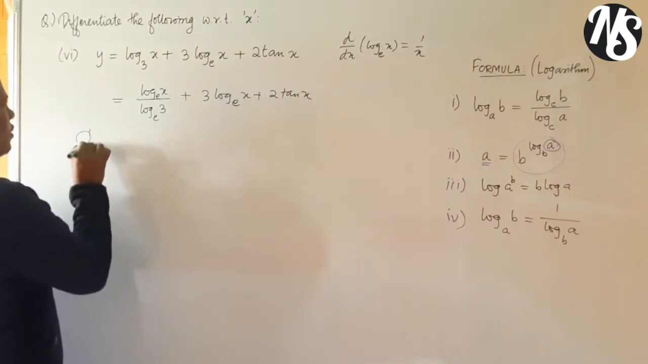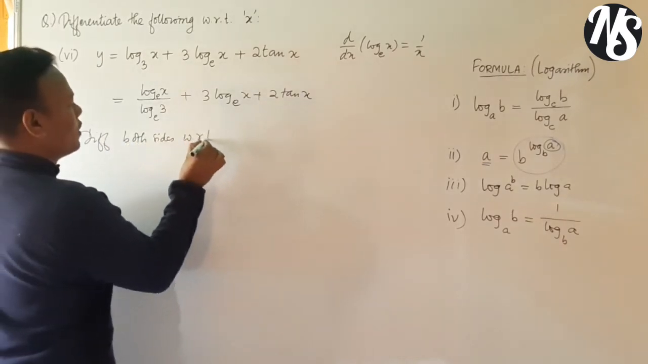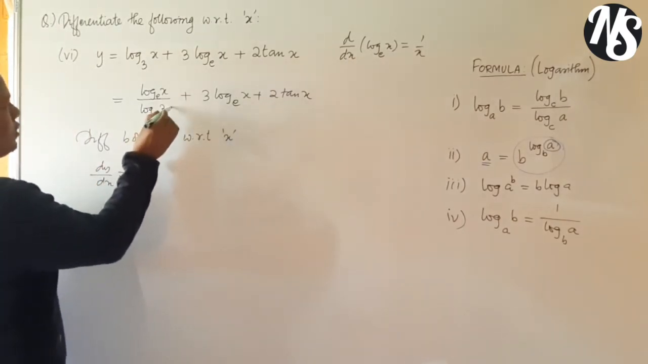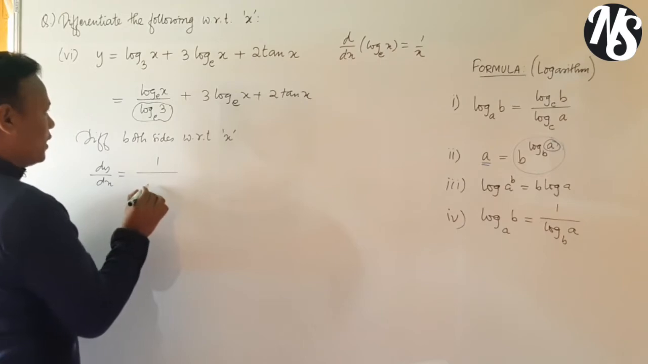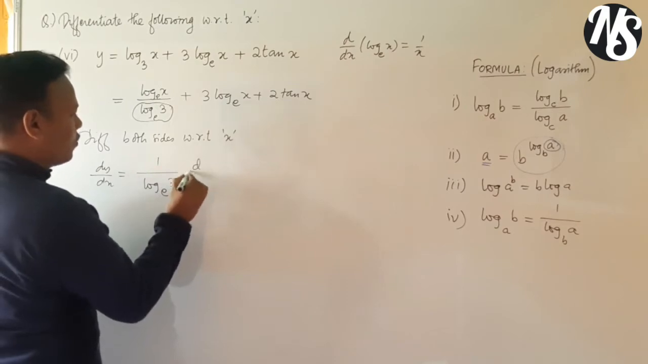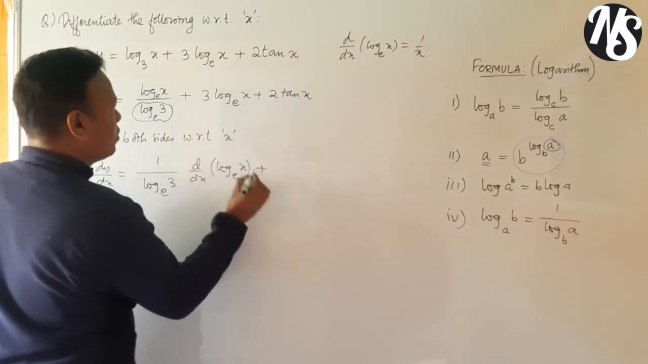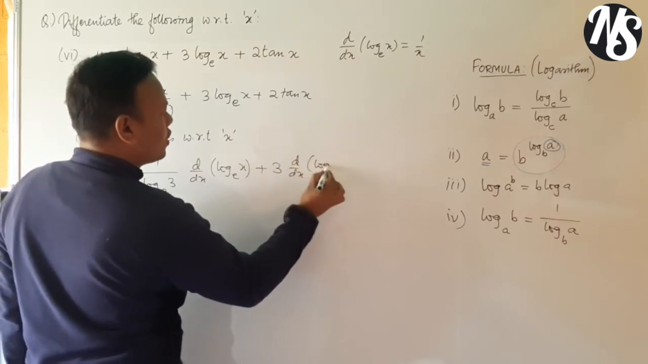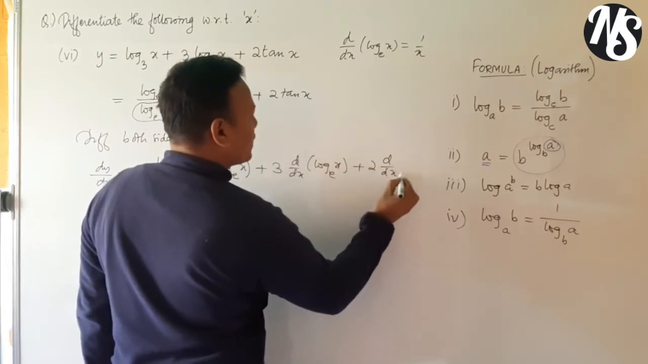Now let's differentiate both sides with respect to x. So dy by dx. Now you see that this part is constant because we don't have any x here, so it will be kept outside. So 1 by log 3 to the base e here, and we have differentiation of only log x to the base e, plus 3, a constant, kept outside, so d by dx of log x to the base e, plus 2 times the differentiation of tan x.